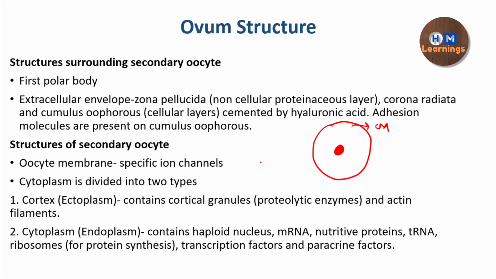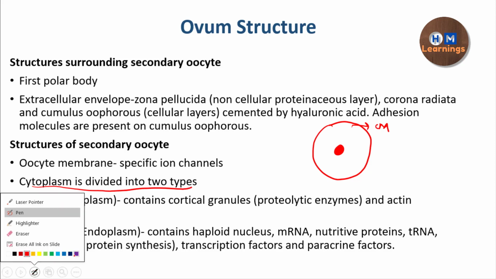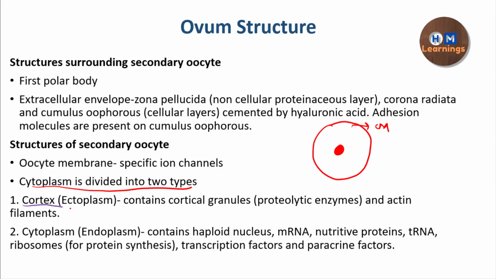Now the cytoplasm of the secondary oocyte is divided into two parts. The outer part is called the cortex, or the ectoplasm. This outer thin layer has cortical granules. Cortical granules are derivatives of the Golgi bodies, which have proteolytic enzymes, and this is very important in the prevention of polyspermy.